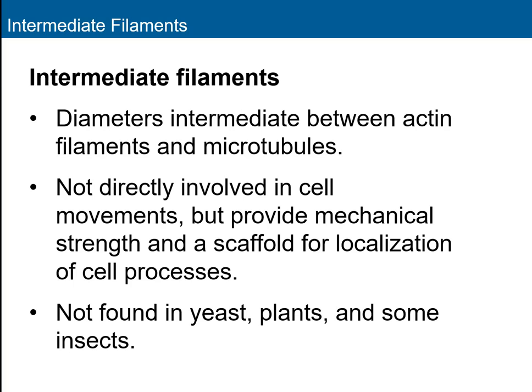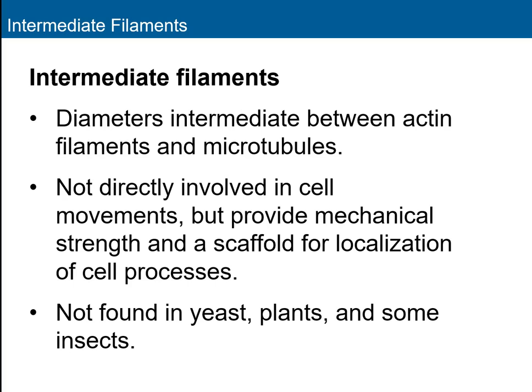The last component of the cytoskeleton are intermediate filaments. They're called intermediate filaments based on size, so they are intermediate between actin and microtubules. That's where their name comes from. They are not directly involved in cell movements, but they do provide mechanical strength. Really, microtubules and actin are the big players in cell movement, in movement of things around the cell, in cell shape. Intermediate filaments, not really. They're there to provide strength and scaffolding.